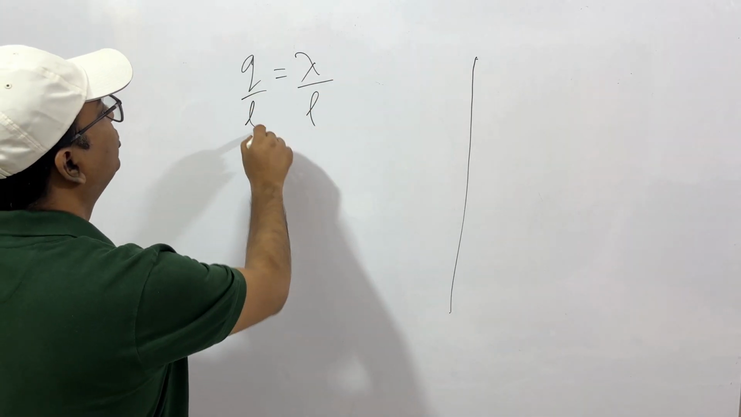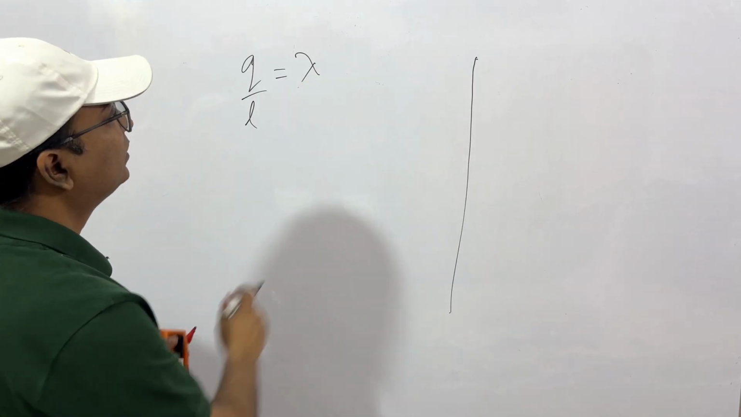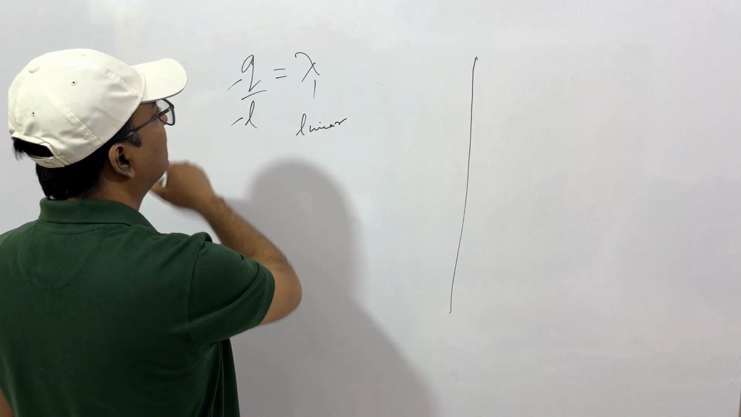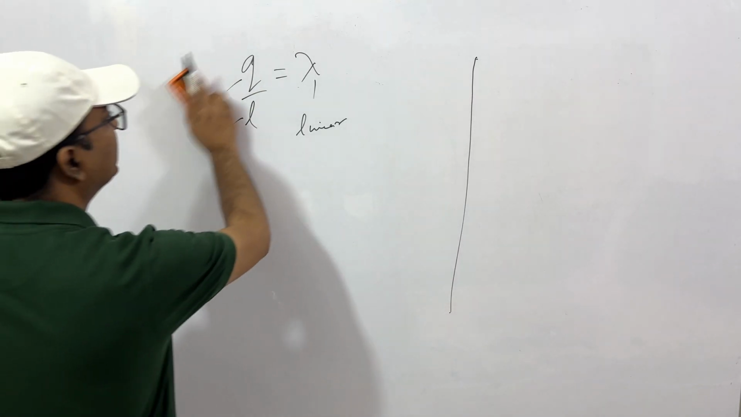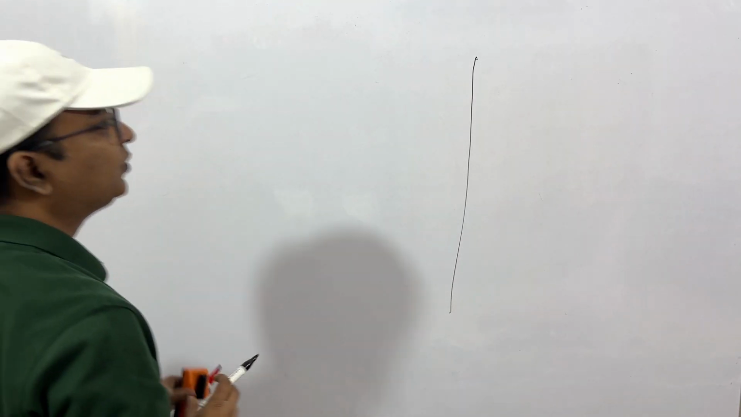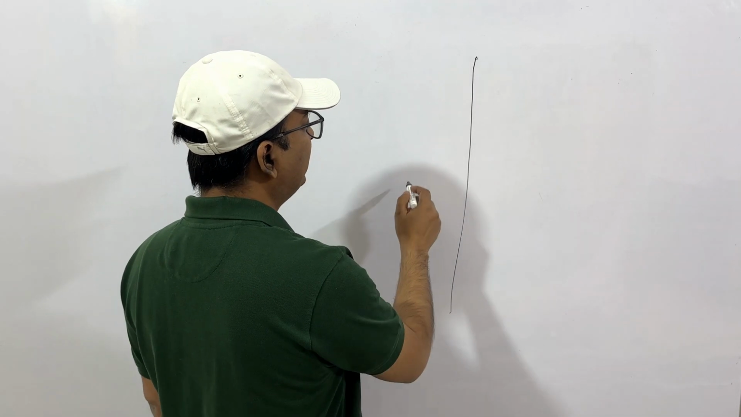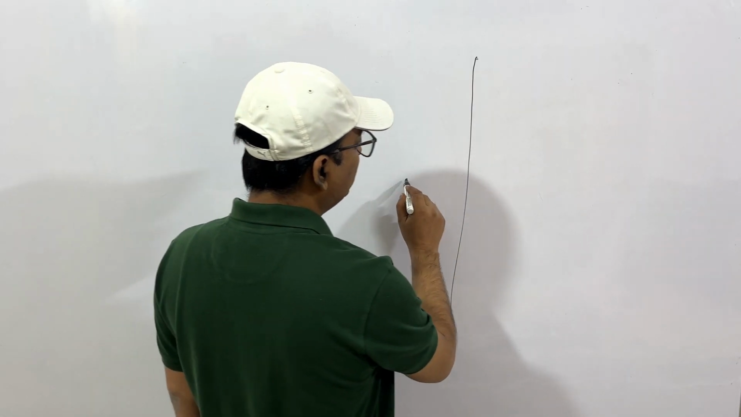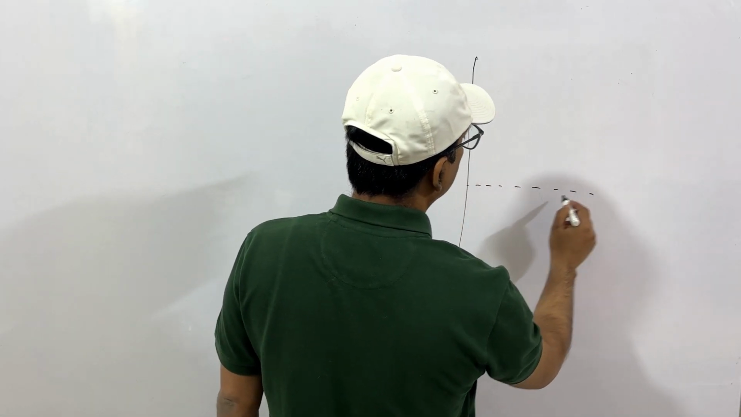Then lambda will be Q by L, not lambda by L. So this is linear charge density, this is length, this is charge. Whatever suits you, you can use it. We have to find what is the electric field at a distance r. We have seen this in our earlier videos.